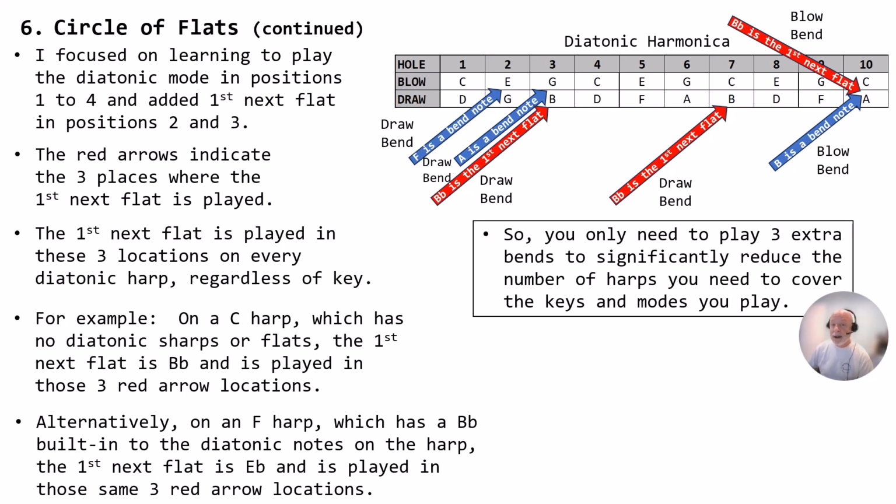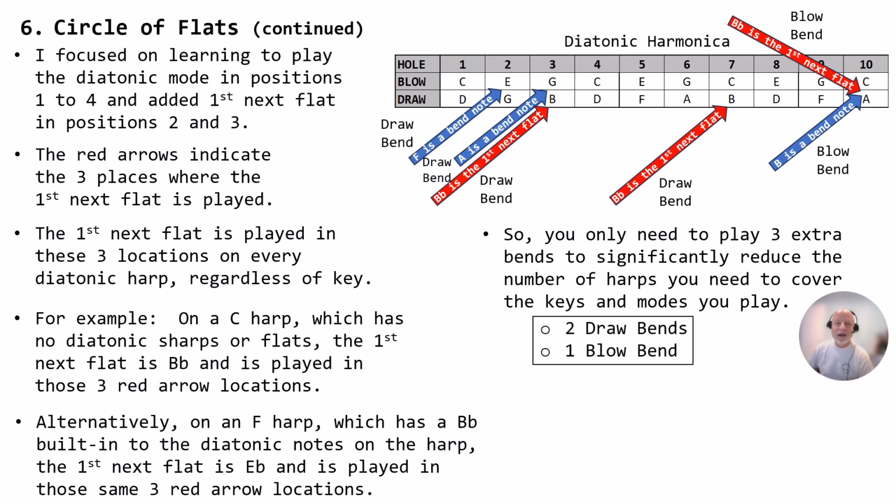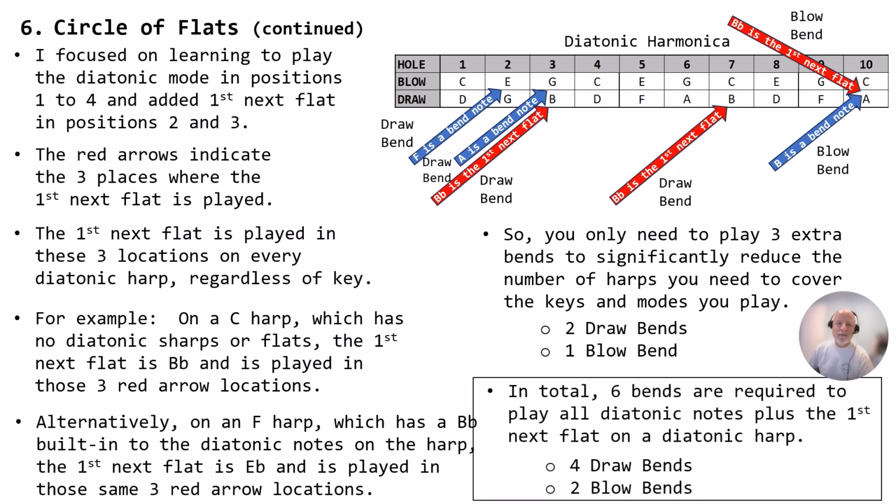So you only need to play 3 extra bends to significantly reduce the number of harps you need to cover the keys and modes you play. 2 draw bends, 1 blow bend. So in total, 6 bends are required to play all the diatonic notes across all the octaves and the first next flat. So a total of 4 draw bends and 2 blow bends.